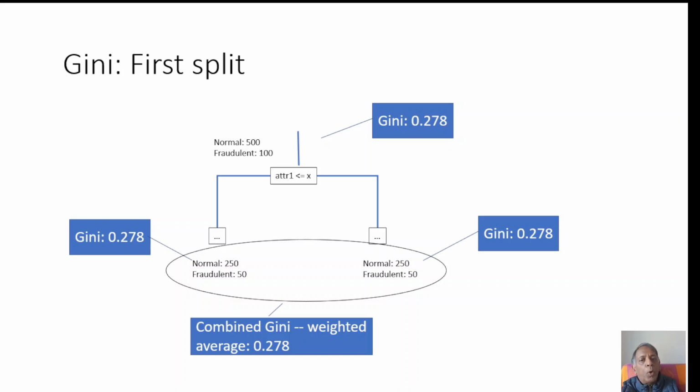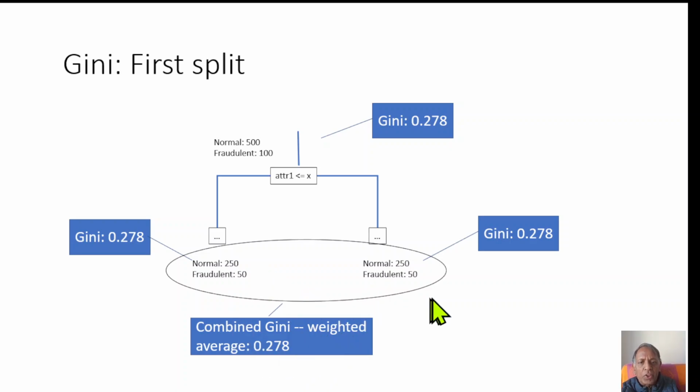Now of course, for individual nodes we can calculate the Gini index based on the formula we used. But what about the Gini index for the tree as a whole? Well, in that case, it will be the weighted average of the Gini indexes of the leaf nodes. So in this case, there are 2 leaf nodes, each of which has 300 cases, and each of which has a Gini index of 0.278.